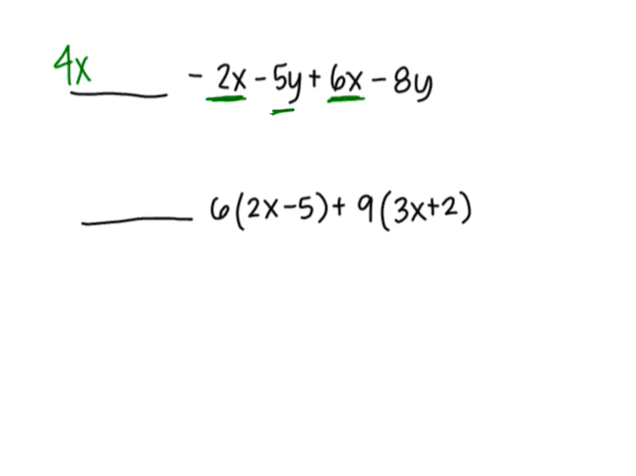Looking at the y group, you have a negative 5y and a negative 8y. Those have the same sign, so you're going to add them. When you add them, you get 13y. And remember to keep the sign, that's a negative 13y. So your final answer is 4x minus 13y.